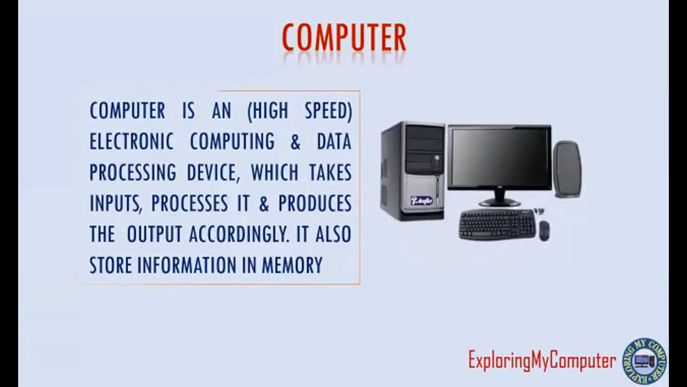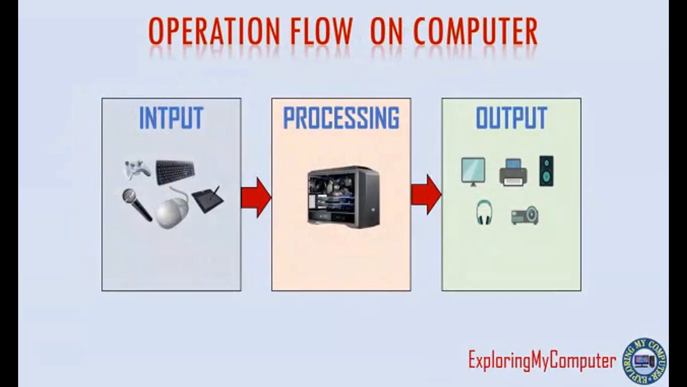Computer is a high-speed electronic computing and data processing device, which takes inputs, processes them and produces the output accordingly. It also stores information in memory. This diagram shows the basic operation flow on a computer. That is input, processing and output.